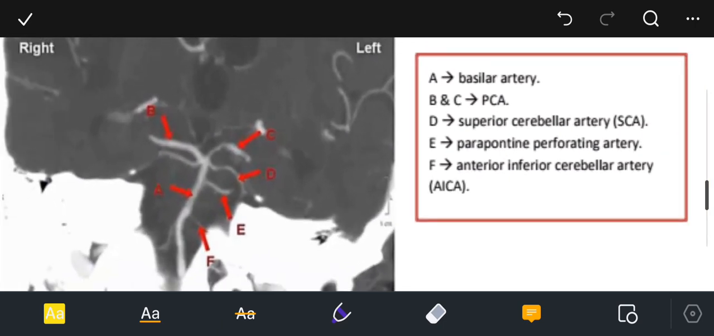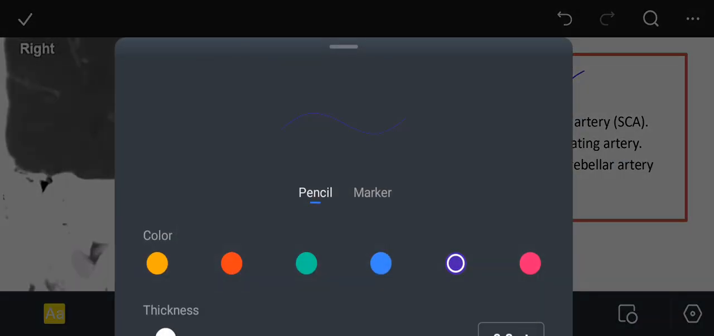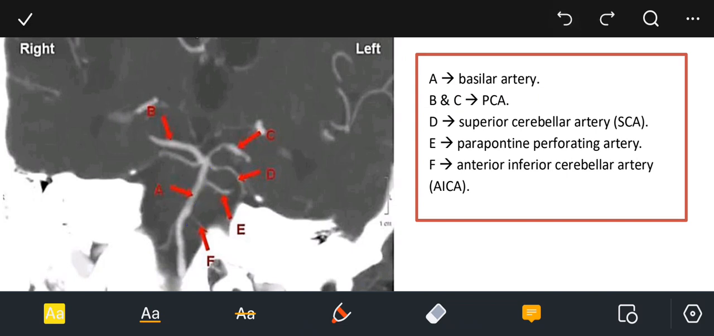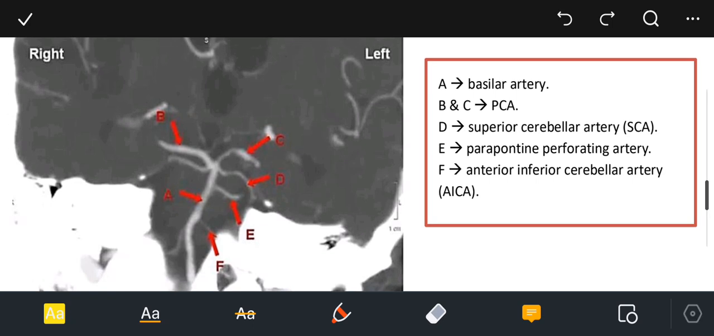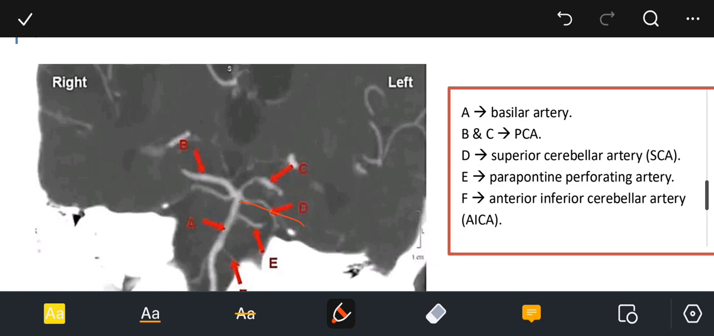So this artery is the basilar artery. Let me change the color. Okay. So this artery over here is the basilar artery. B and C, this B1 and this C1, these are the posterior cerebral arteries. Then we have the D, that is the superior cerebral artery.